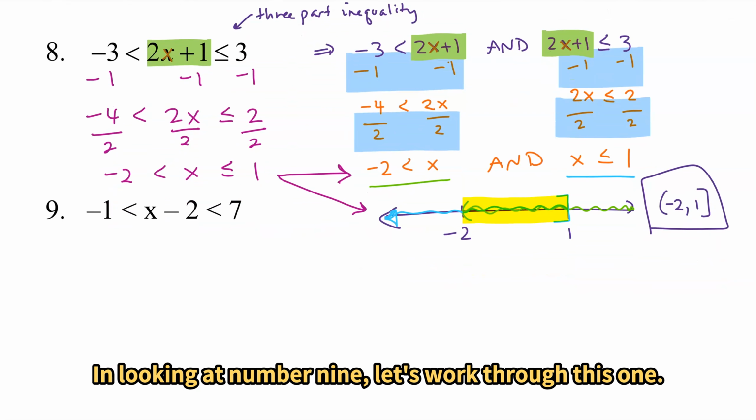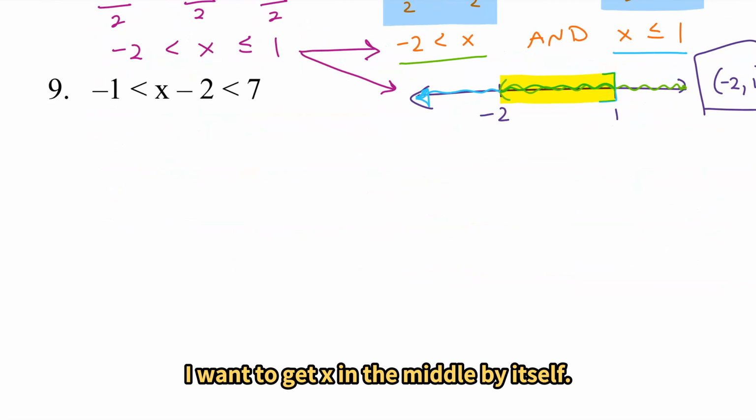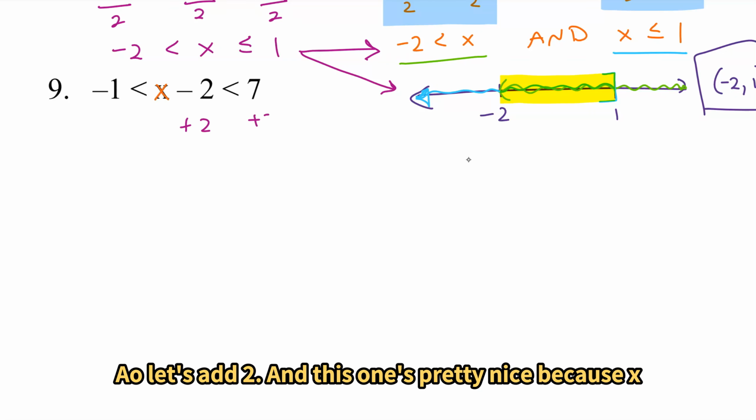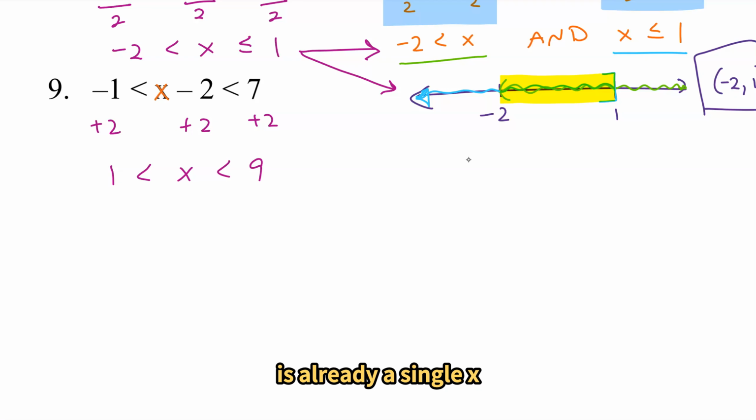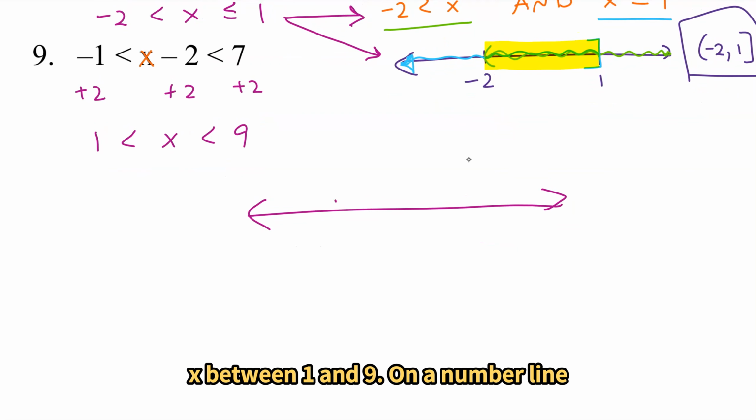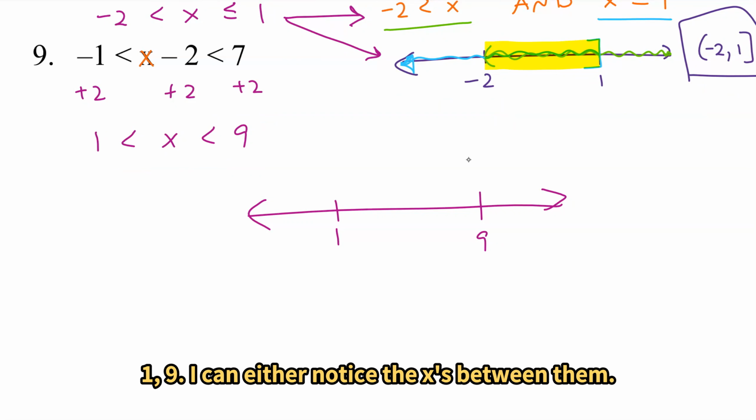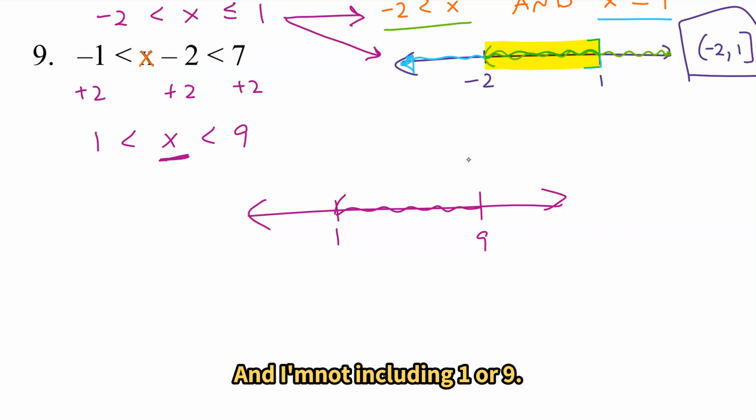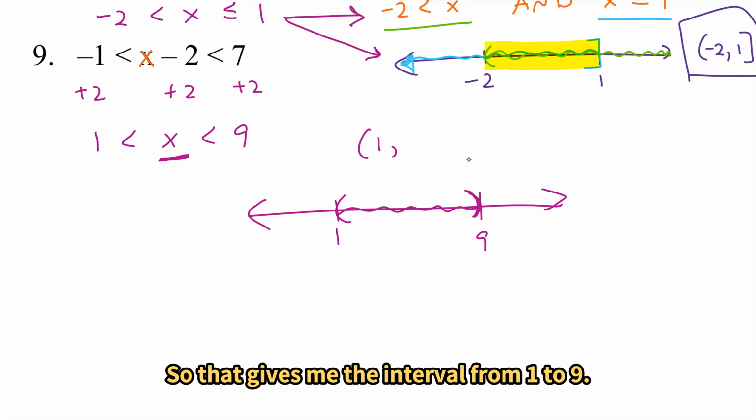In looking at number 9, let's work through this one. I want to get x in the middle by itself, so let's add 2. And this one's pretty nice because x is already a single x. We don't have to divide by anything. We get x between 1 and 9. On our number line, 1, 9, I can either notice that x is between them, and I'm not including 1 or 9, so that gives me the interval from 1 to 9.